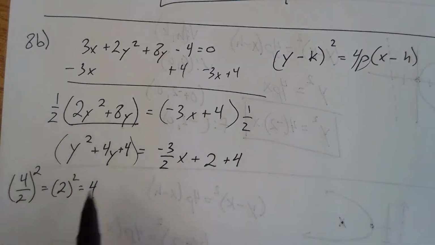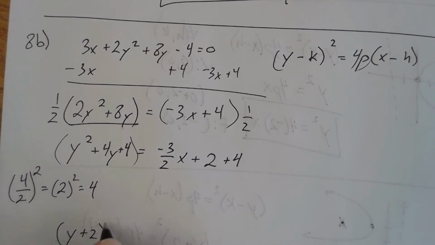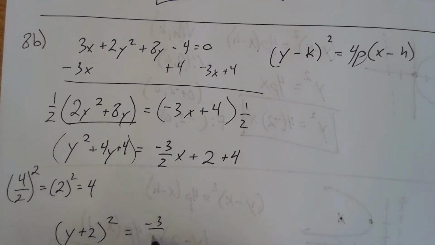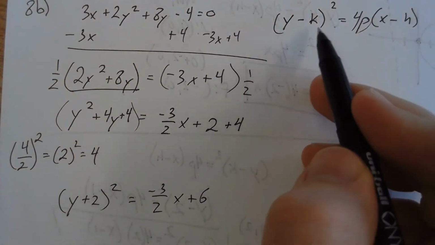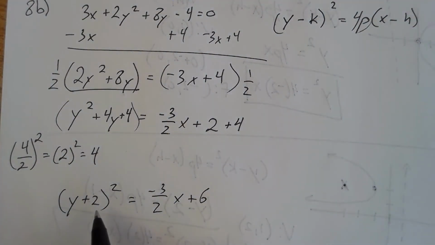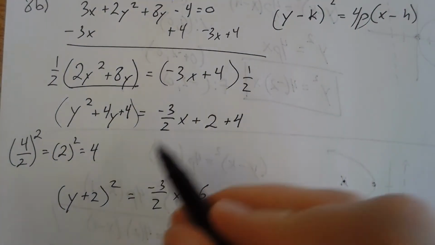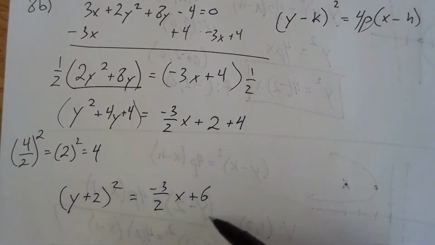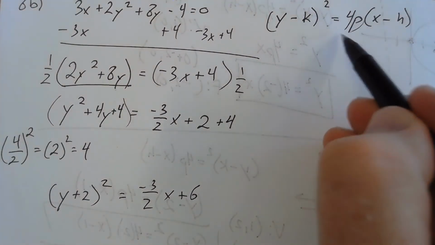Then I'll factor this side. This side will factor perfectly into y plus 2, quantity squared, equals negative 3/2 x plus 6. So now this side right here is in the form that we need. So I know my k value is now a negative 2. Again, notice that it's plus 2. This is supposed to be a subtraction, so this should be a minus 2 for my k value. Now over here, I need it to be 4p times x minus h. I'm going to worry about the 4p after the fact.